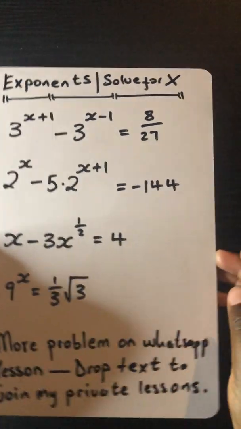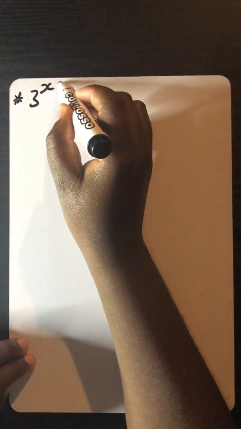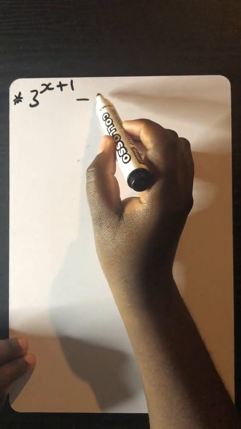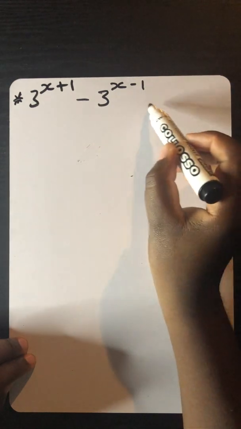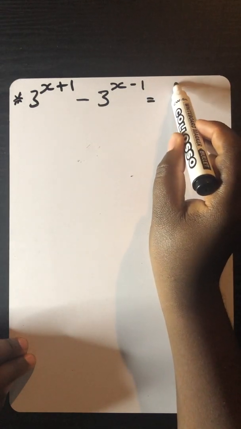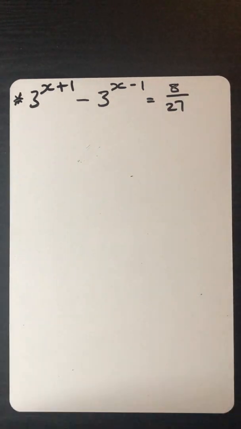I'm just going to take away all of these questions and bring a clean board. I'm hoping that everyone is able to see. So let's now start with our very first question: 3 to the exponent x plus 1, we also have 3 minus 1, all of this equated to 18 divided by 27.